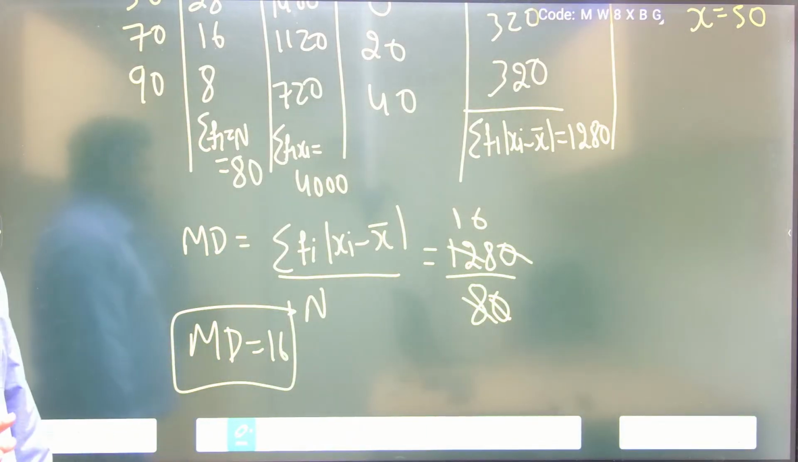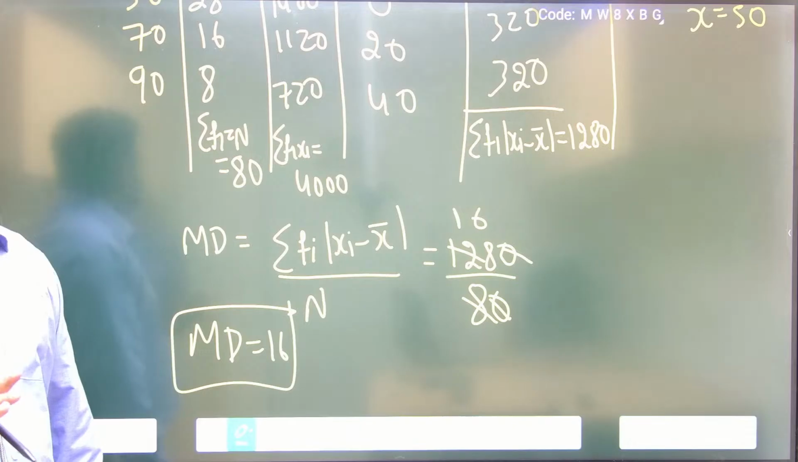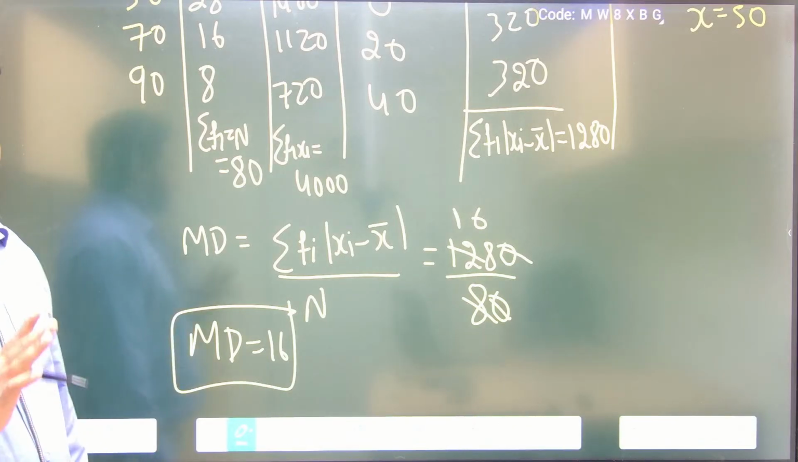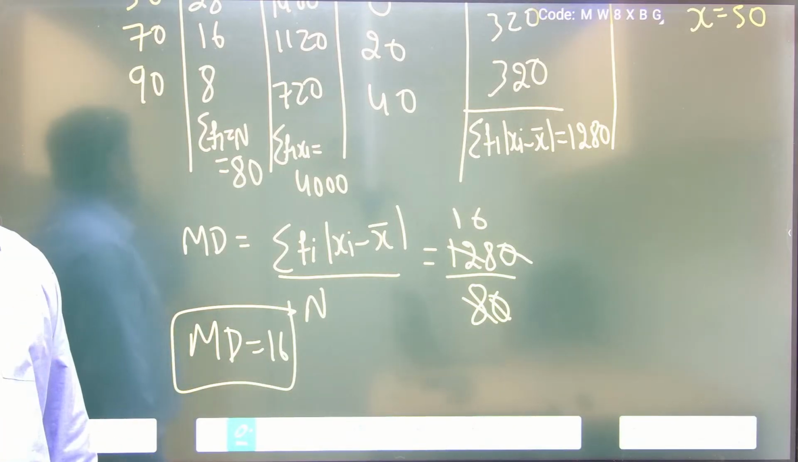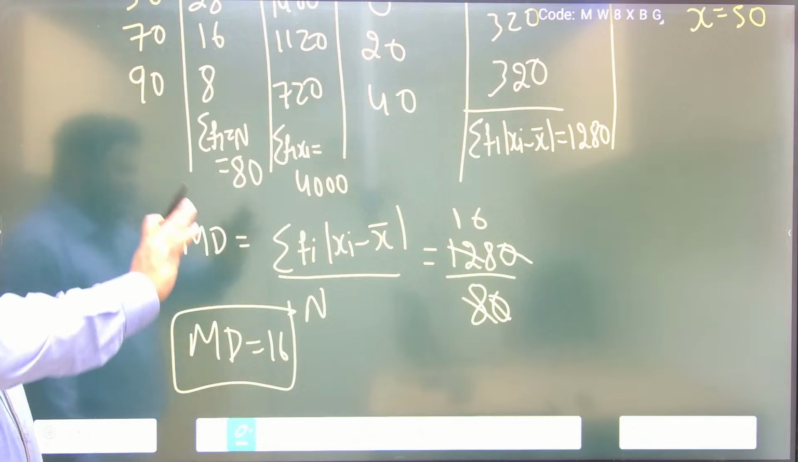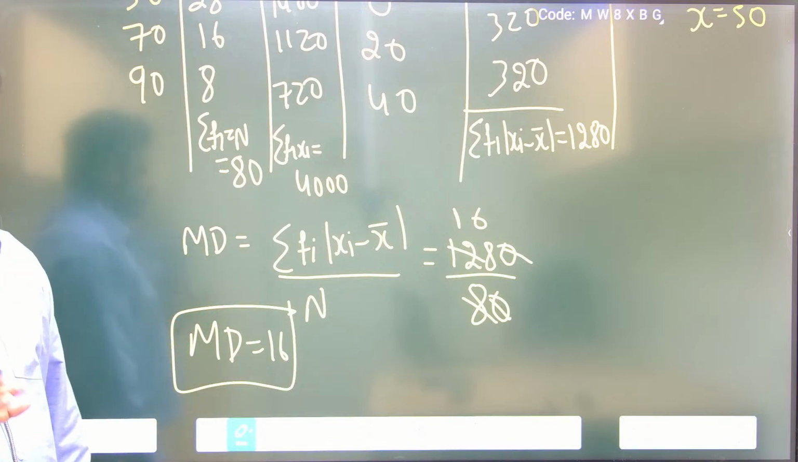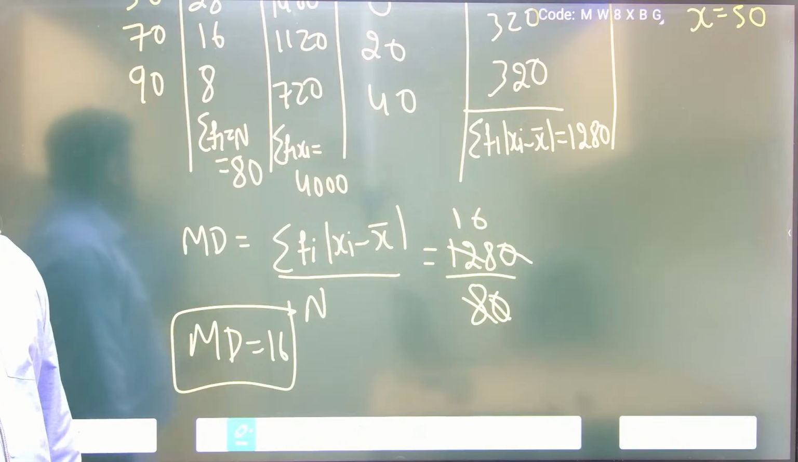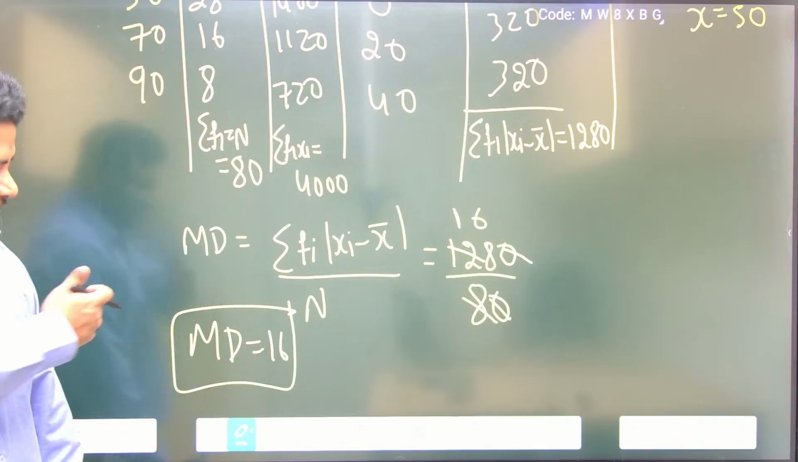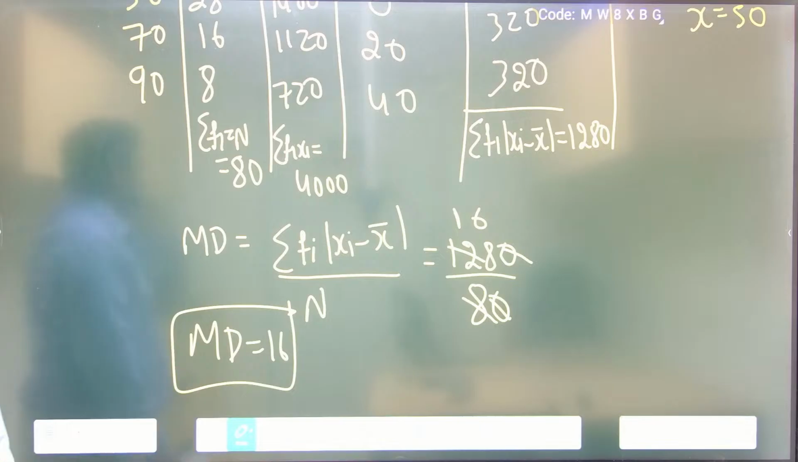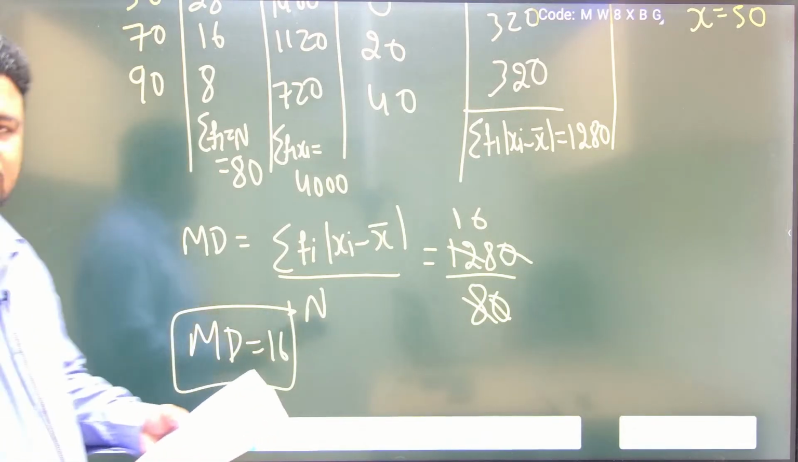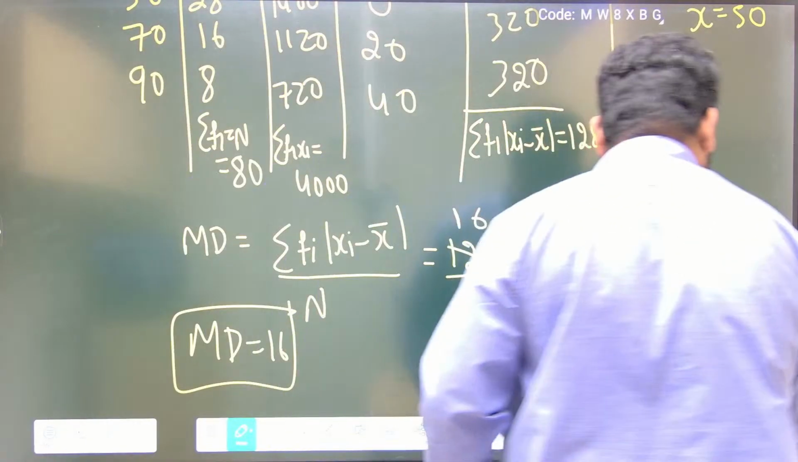You have to be patient. Just write down the values carefully, because if you write one value wrong, the entire question will go wrong. Otherwise, if you write the values correctly, these are simple basic calculations and you will get the answer very easily. The answer is mean deviation equal to 16. This is how you solve this question. I hope this is clear. Let us move to the next question.